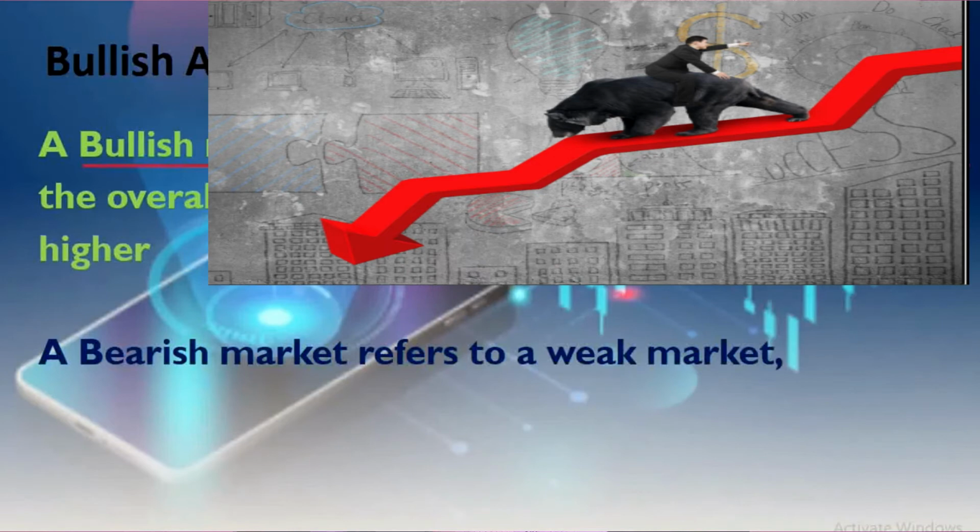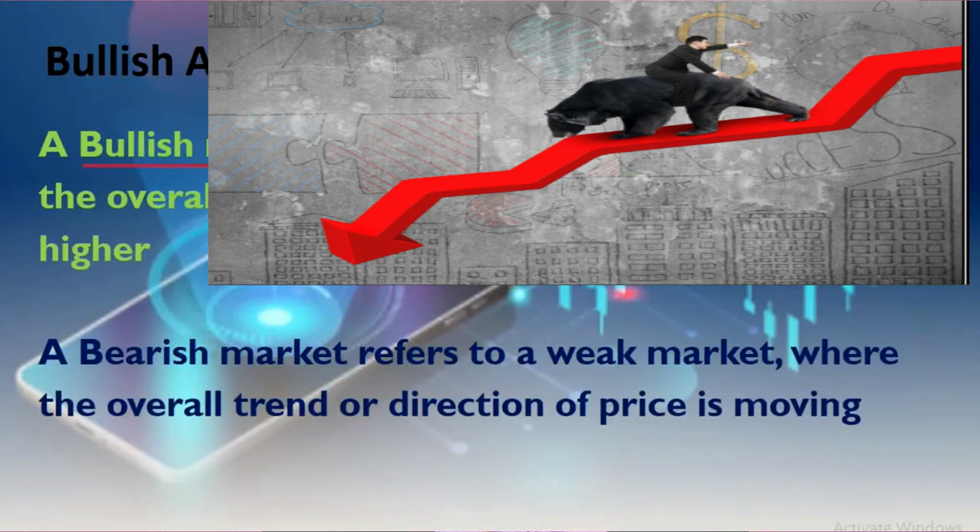On the other hand, when the market curve moves downward, the market is said to be bearish. So, a bearish market refers to a weak market where the overall trend or direction of price is moving lower. If a trader is bearish, they expect the value or price of the currency to go down. It is on this basis of bullish and bearish markets that traders decide whether to buy, in other words, take a long, or sell, in other words, take a short. So, let us explore these two terms, long and short.